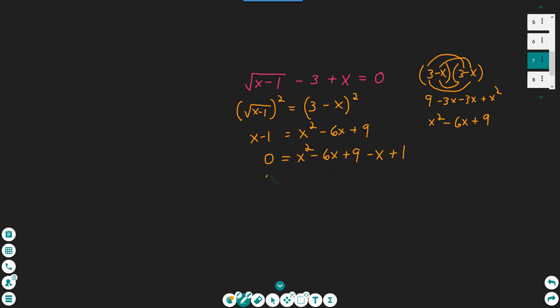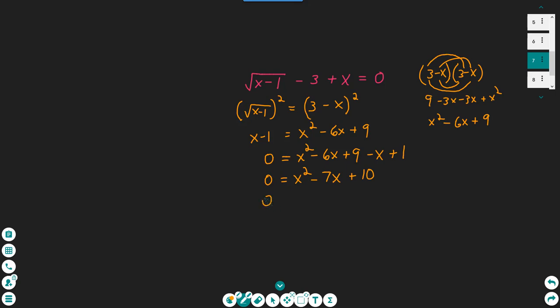And now once that's set up, we can do some simplifications here. So x squared doesn't have any like terms. However, negative 6x is a like term with negative x, so that gives us a negative 7x. And then a positive 9 is a like term with a positive 1, so we end up with plus 10. All right, so now at this point, we can go ahead and factor this right-hand side of the equation.